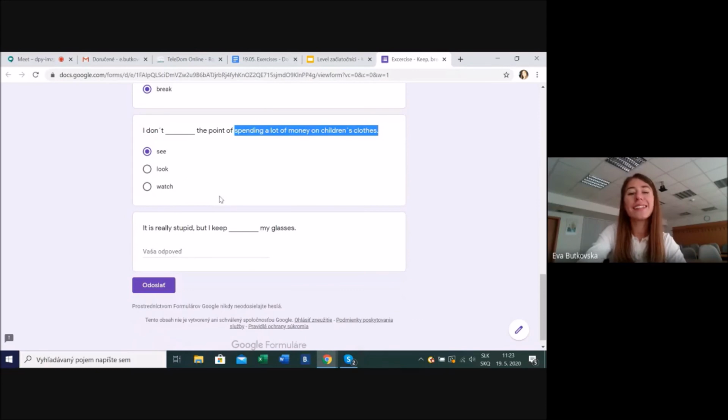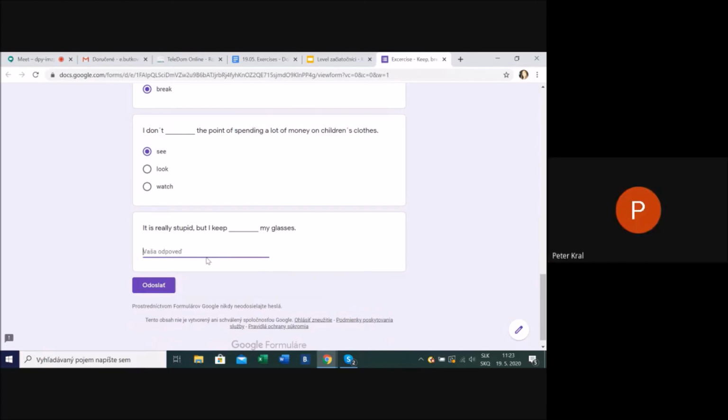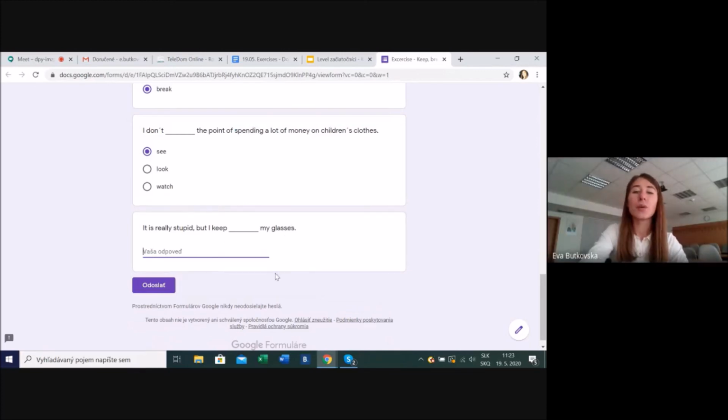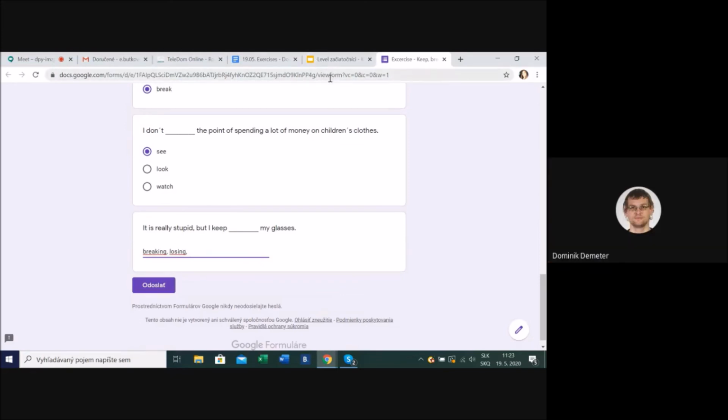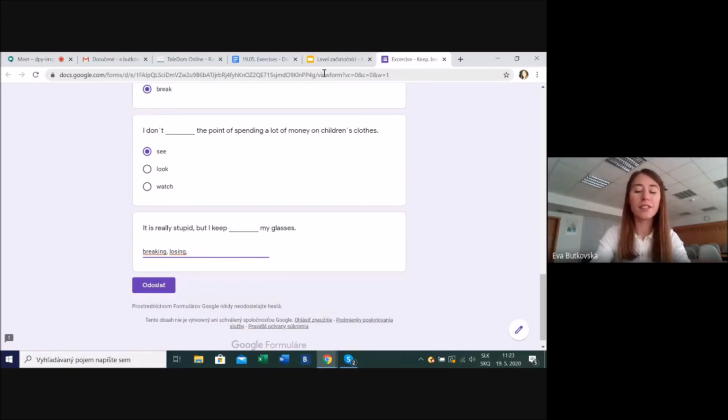This is an informal phrase, but you can use it as well in a formal speech. Good. And last one. This one is easy. So it's really stupid, but I keep my glasses. So what can I keep? And what verb do I put here? Breaking. Okay, breaking as well. I keep breaking my glasses. Good. Or losing. What else? Looking for. I keep looking for my glasses. Okay, looking for as well. Or forgetting. I keep forgetting my glasses. Good.